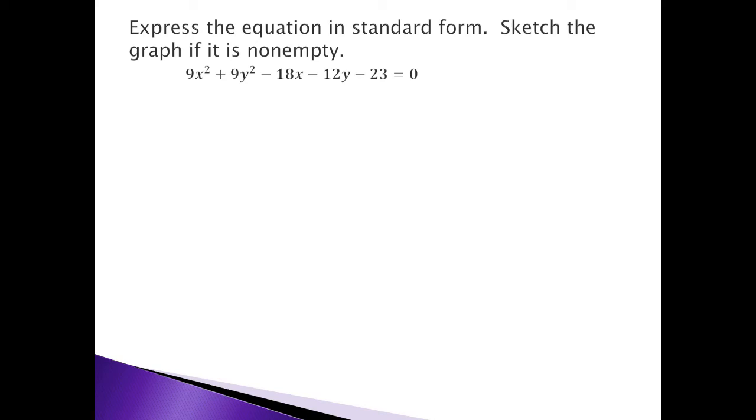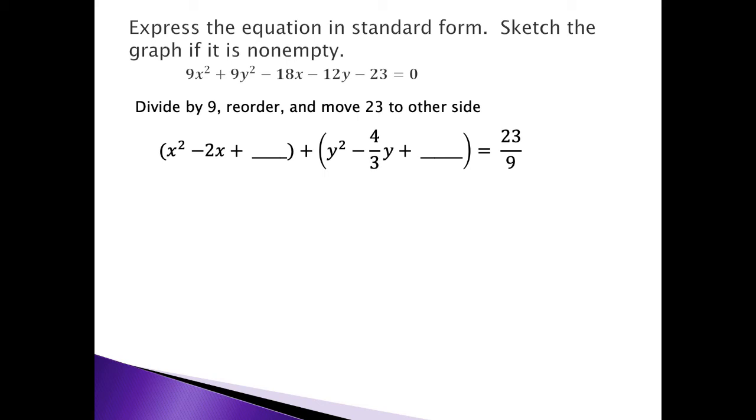Next, express the equation in standard form and sketch the graph if it's non-empty. 9x squared plus 9y squared minus 18x minus 12y minus 23 equals 0. Divide by 9, reorder, and move the 23 to the other side. We have x squared minus 2x plus blank plus y squared minus 4/3 y plus blank equals 23/9. Half of b, then squared, so that's half of negative 2, squared, equals negative 1 squared, which is 1.